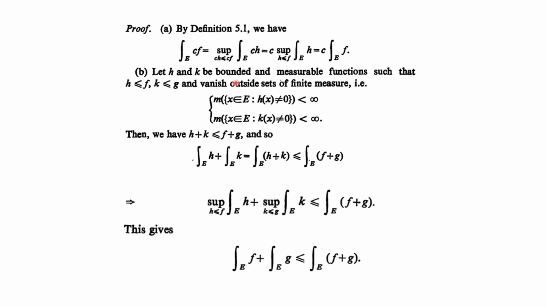Now just see the proof. So now what is the integral of cf over E? By definition, it is the supremum of all those bounded functions ch which are less than or equal to cf over E. Now c is strictly greater than 0, so you can cancel it out over here. And in the case of bounded functions, we have already done that the integral of c times h is c times the integral of h. So we get that this is nothing but c times the integral of f over E.